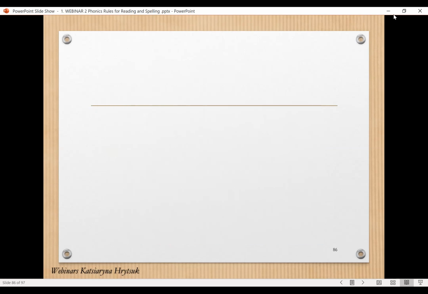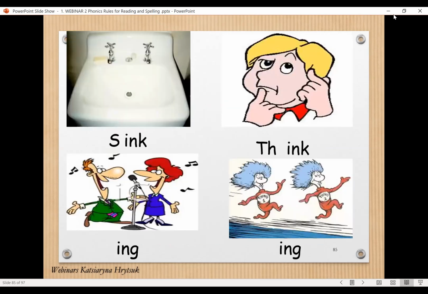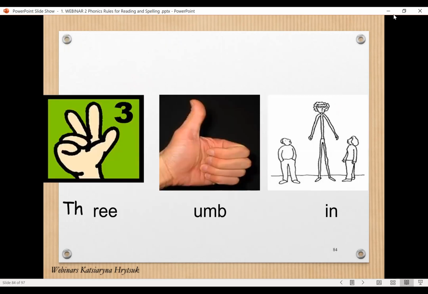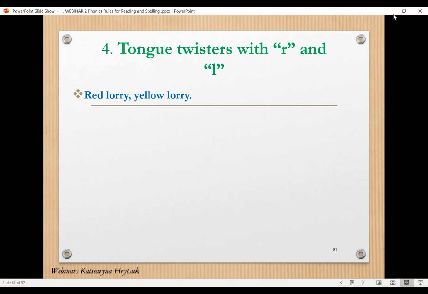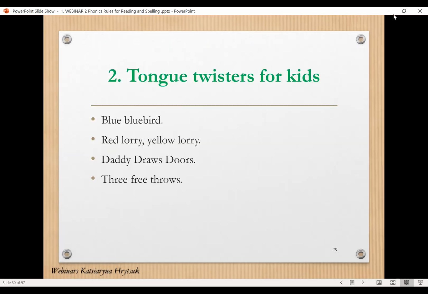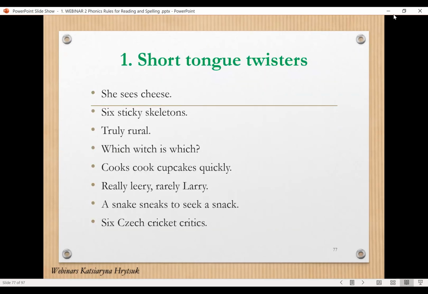Which one did you choose? With the witch. With the witch, it's which, yes. Which witch is which? Yes. Which witch is which? Five times. Let's go. Which witch is which? Red lorry, yellow lorry. No, you must say it five times. Five times. Yes, five times. Let's go. One moment. Okay.